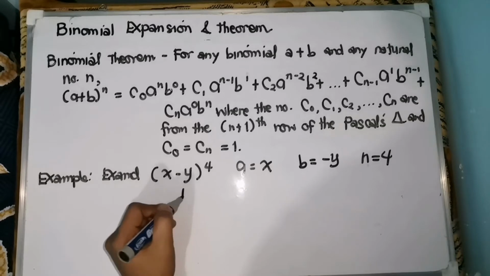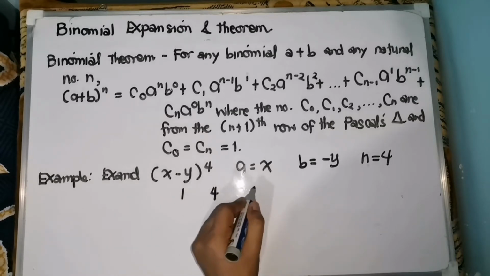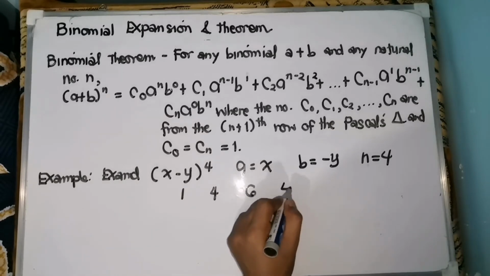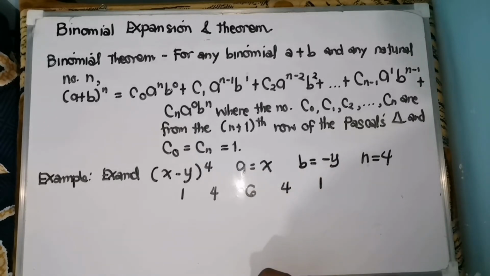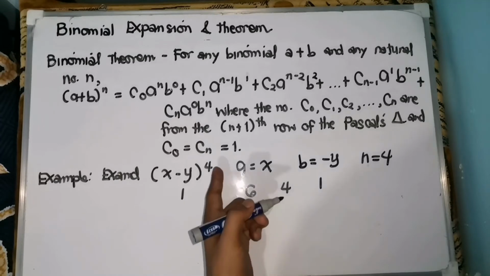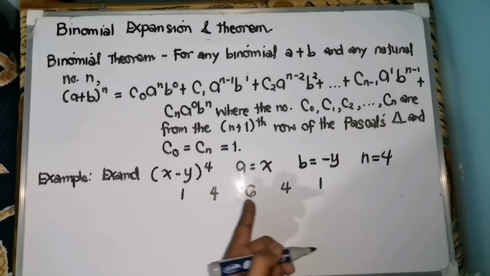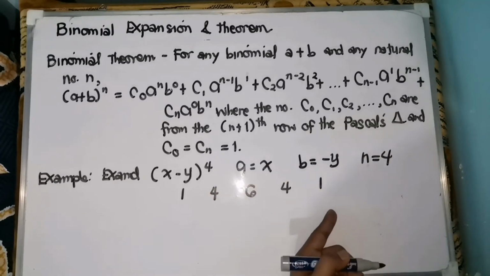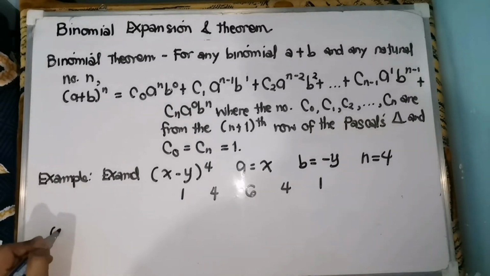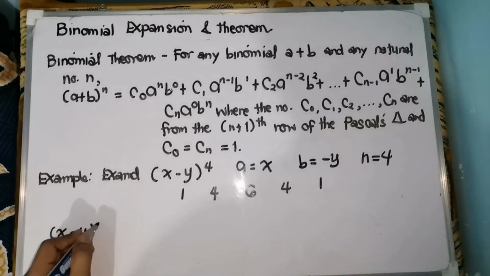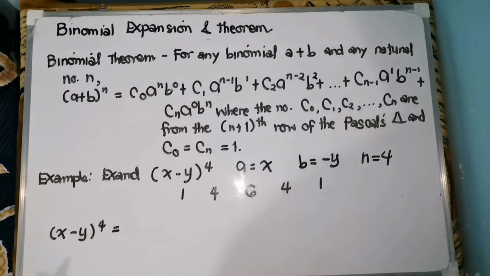Ano yung gagamitin natin? 1, 4, 6, 4, 1. Again, ang gagamitin natin yung fifth row of the Pascal's triangle wherein it is raised to 4. So, that is 1, 4, 6, 4, 1. So, therefore, x minus y raised to 4 equals, so mag-start tayo sa x to the 4th. So, ang ating first term ay x to the 4th.